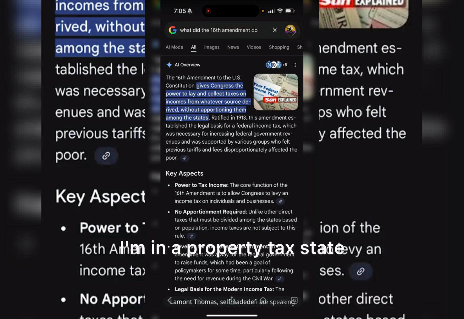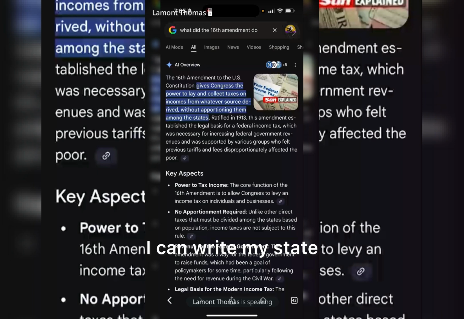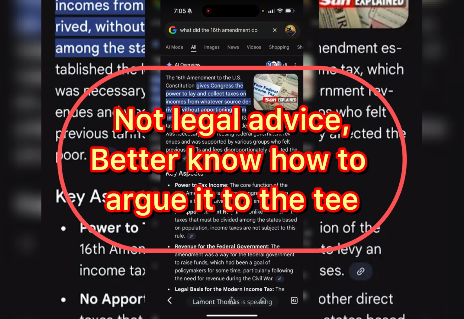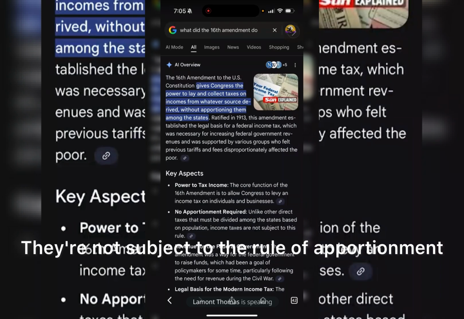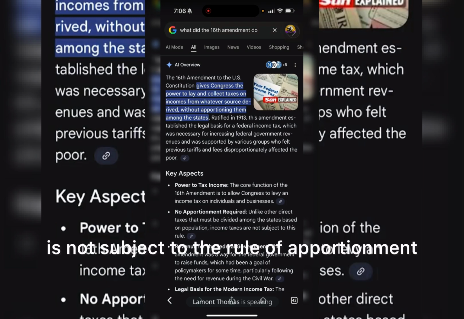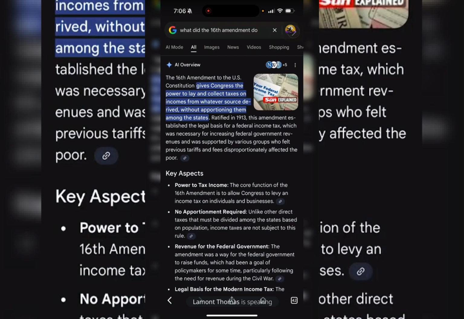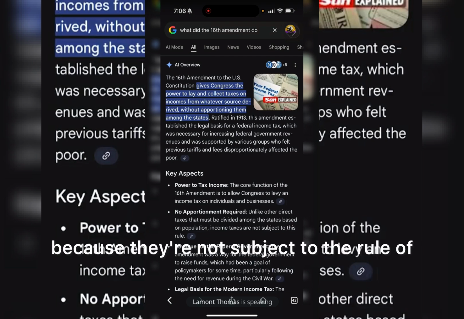So I'm in a property tax state, so let me ask yourself a question. If I'm paying income taxes that are direct taxes but not subject to the rule of apportionment, then I can write my state and argue that, hey, why am I paying property taxes? They're not subject to the rule of apportionment, so they're not direct. You can't charge me because, hey, the income tax is not subject to the rule of apportionment and they're direct taxes. So if the income tax is not subject to the rule of apportionment, which is under the headings of direct tax, then I don't owe these property taxes because they're not subject to the rule of apportionment as well.